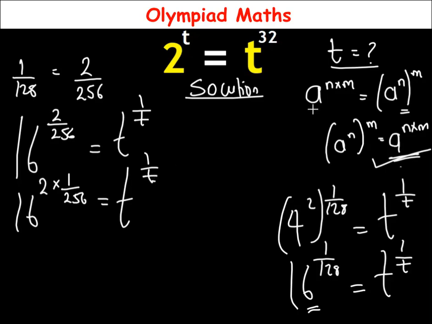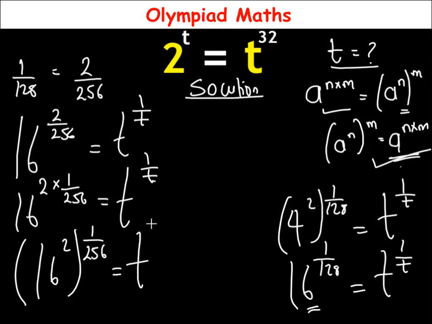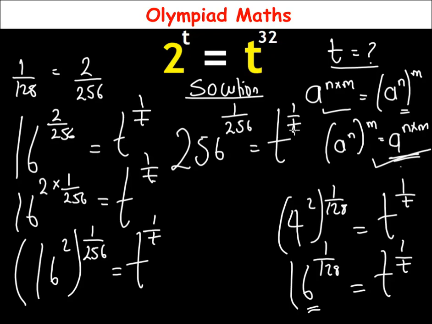So from here, applying the same principle, that if you have a raised to power n times m is equal to a raised to power n, then all power of m. Applying it right here, we have in bracket 16 all raised to power 2, then all power of 1 over 256 is equal to t all raised to power 1 over t. From here, 16 squared is 256 all raised to power 1 over 256 is then equal to t all raised to power 1 over t.